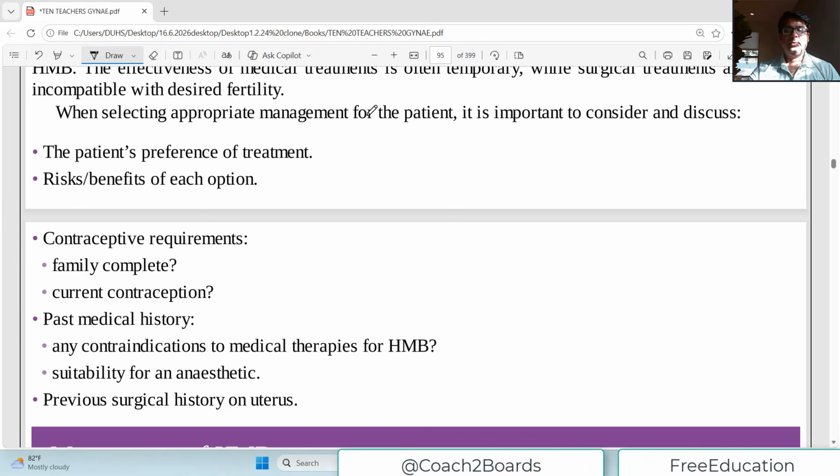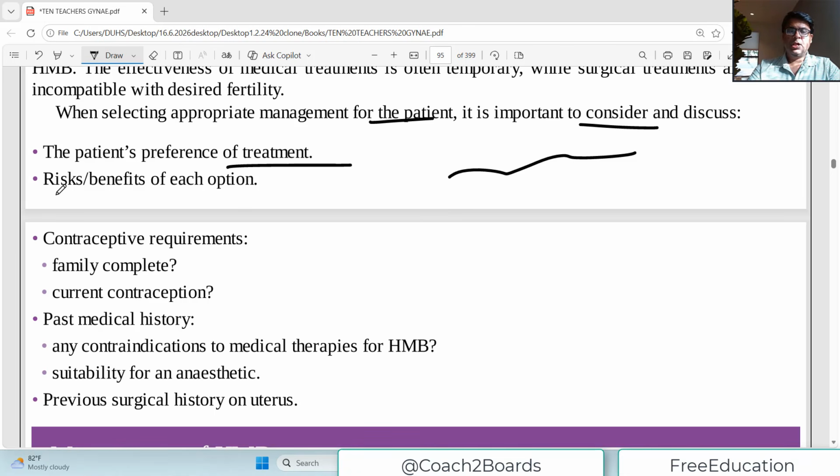So when selecting the appropriate management for the patient, it is very important to consider the patient's preference of the treatment. I mean, ये general rule है medicine का, जब भी आप कोई treatment या कोई investigation plan करते हैं, you should discuss this with your patient, right? This is very important. Unfortunately, practices में ये हो नहीं रहा होता. I have seen a lot of doctors doing this कि patient को बस ये दवाई ले लो, भाई बता भी दो यार इस दवाई क्यों ले लो क्या. तो consultation is very important, ethical consultation.